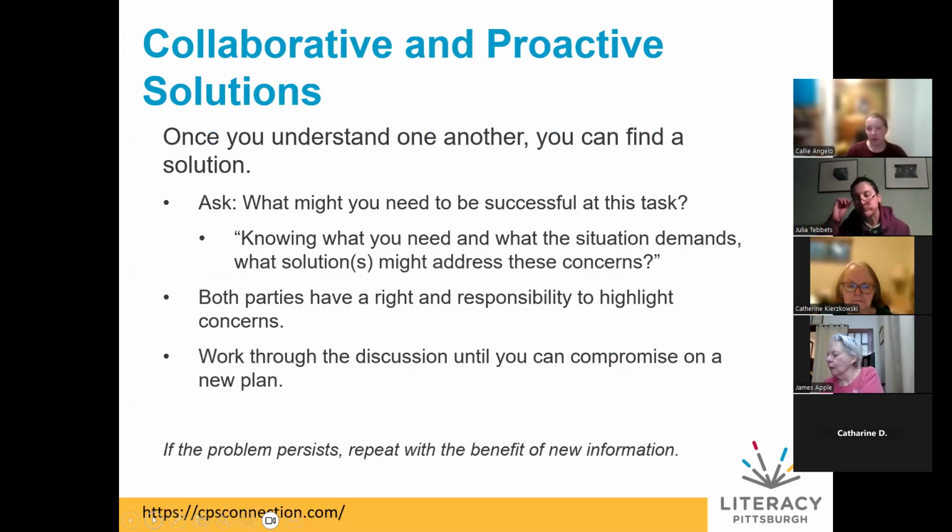Once you understand one another, you can find a solution. The only new part here is the repetitive process. You may land on a solution that seems really great in theory, and when you apply it, a new issue comes up. You then rinse and repeat, right? Simple as that.